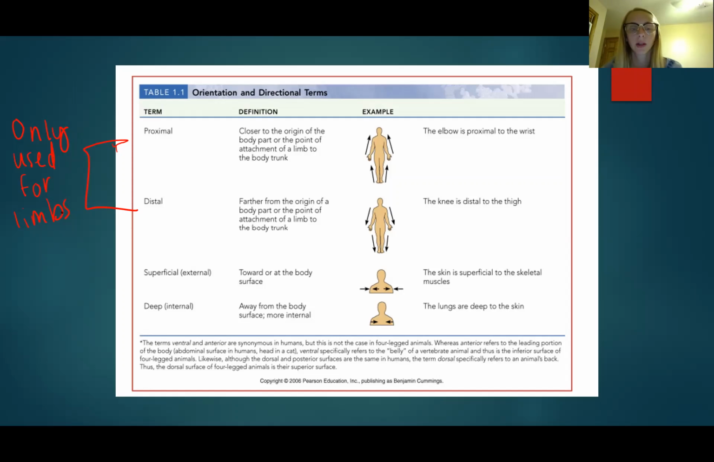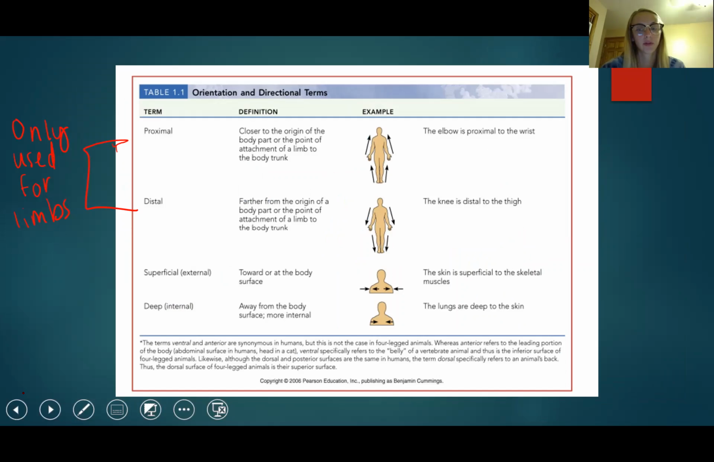when we drive by. Same type of interior, exterior, internal, external type of deal. So superficial is just meaning towards the surface. So superficial, surface. 2 S's, keep them together. Deep is internal, away from the body, more internal. So the lungs are deep to the skin. The lungs are more internal. They're in the interior of your body, whereas the skin's on the outside. So the lungs are deep to them because they're further back. They're more internal.